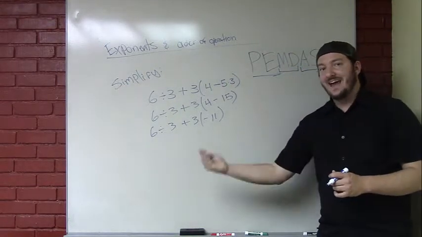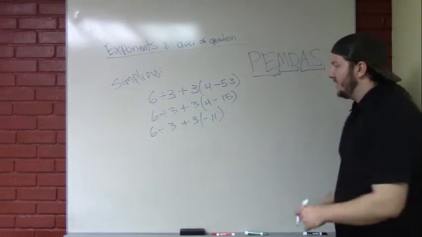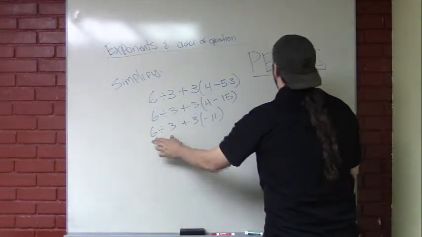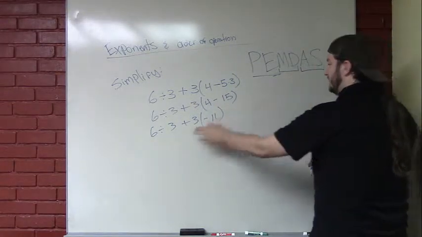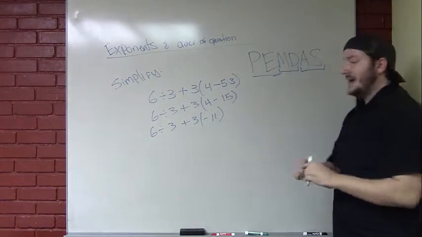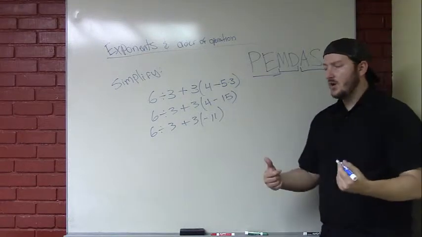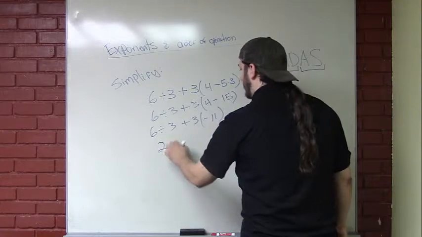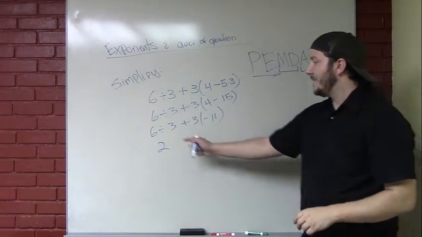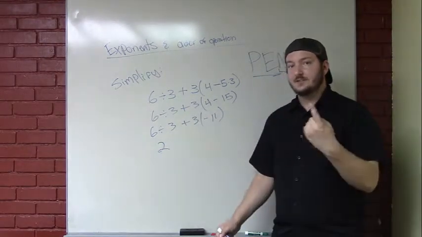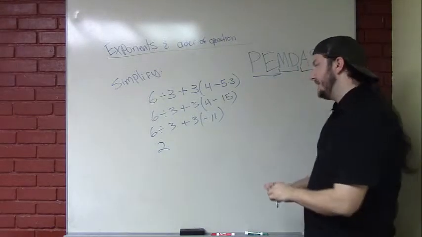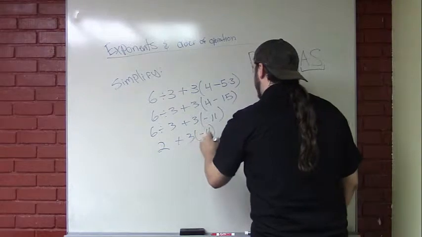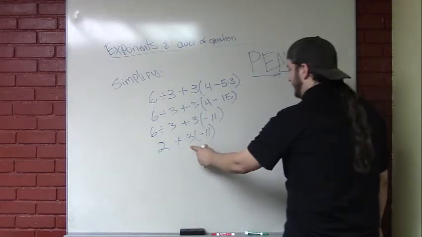So it doesn't really matter which one comes first, multiplication or division. What matters is if it's left to right. So you see, there's multiplication here, and there's division here. Well, the division comes first, so it's okay to do the division first. Hopefully that makes sense. So 6 divided by 3 is 2, because how many times can 3 go into 6? 2 times. Plus 3 times negative 11. Now we have our multiplication.